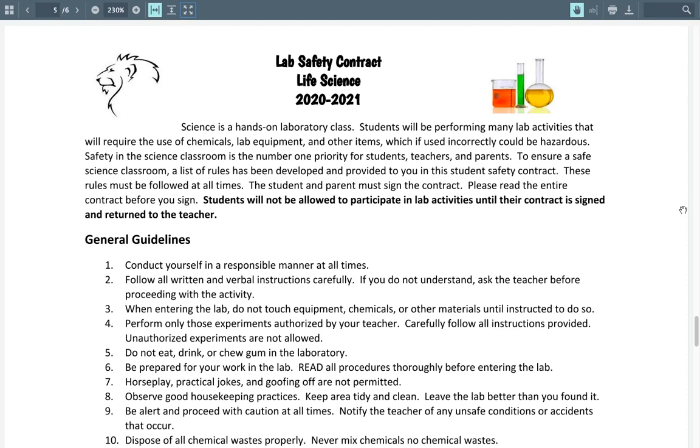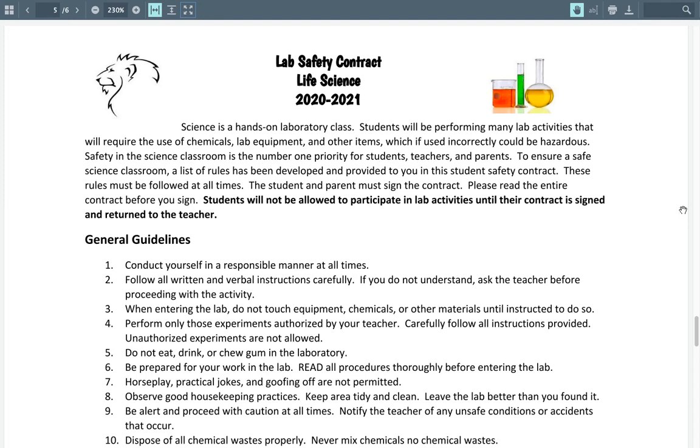So first, let's read through this lab safety contract. So, science is a hands-on laboratory class, and students will be performing many lab activities that will require the use of chemicals, lab equipment, and other items, which, if used incorrectly, could be hazardous. Safety in the science classroom is the number one priority for students, teachers, and parents. To ensure a safe science classroom, a list of rules has been developed and provided to you in this student safety contract. These rules must be followed at all times.